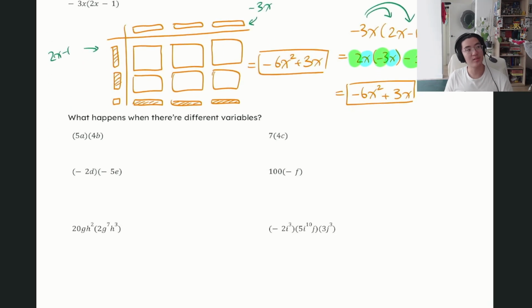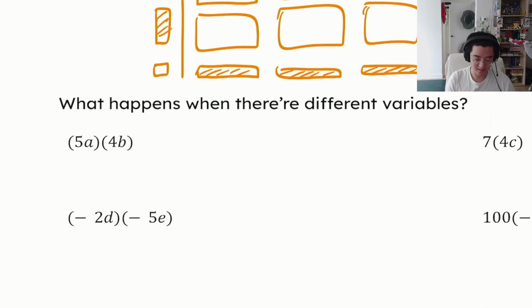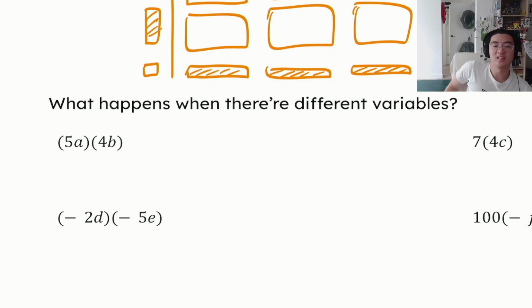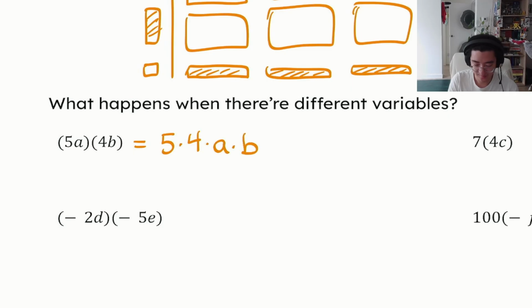Okay, so now what happens if they have different variables? With adding and subtracting, we just kind of leave it be, because if it's different variables, they cannot really add to each other. But with multiplication, it doesn't really matter that much. First we got the coefficients, 5 and 4, and then we multiply it by the a and the b. So together, it's just 20ab.